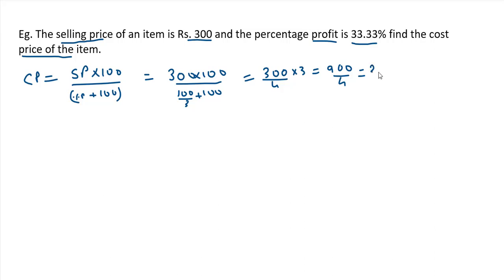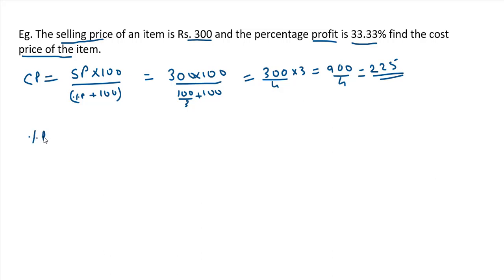It will be 4 2s are 8, then 1 carry, 4 2s are 8, 2 4 5s are. So 225 will be your cost price. As you can see, this is quite a lengthy method where a lot of calculations have been involved. I'll show you a simpler method using the reverse percentage change method.